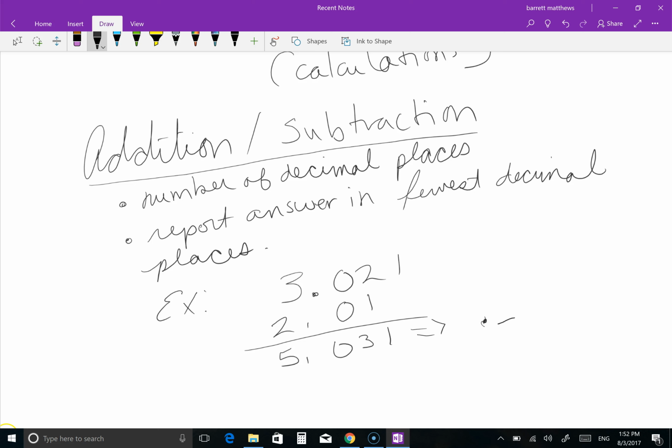I'm only going to use 2 decimal places because we can see the top number had 3 and the bottom number had 2, 2 being the fewest. So I will end at 5.03. I will not round up. I will keep it the same because 1 is not greater than 5.